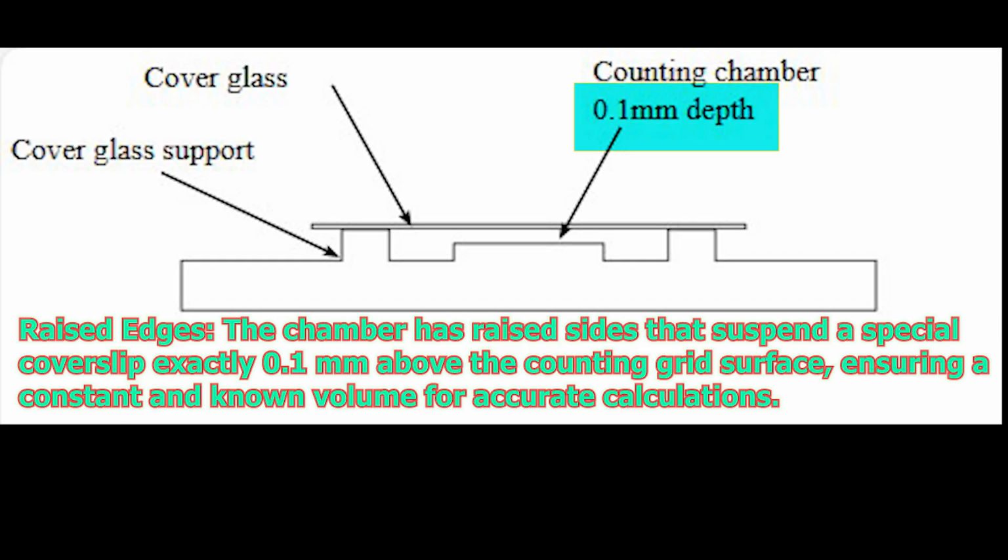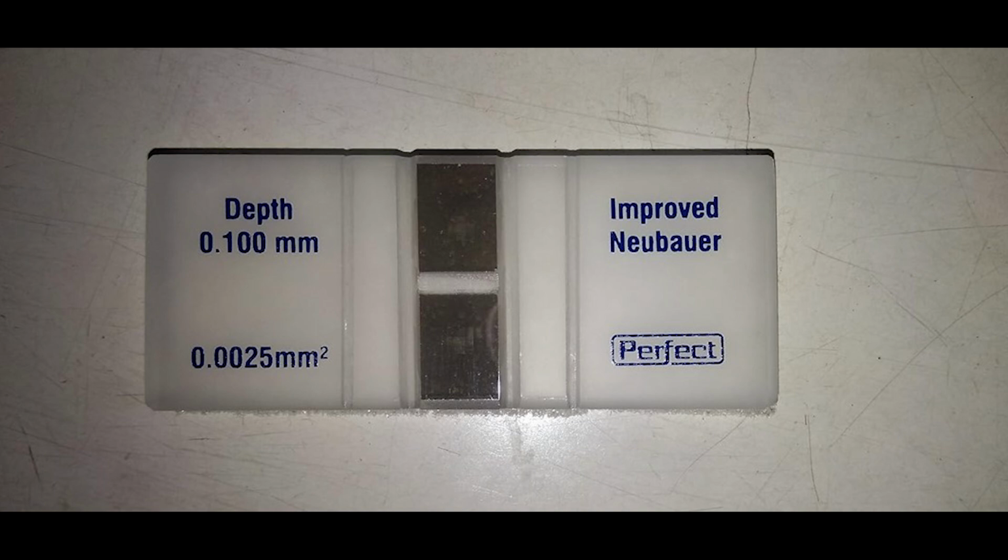Depth factor. If you watch carefully on the counting chamber, there are 2 elevated mounting supports on both sides of the counting area. When you place the cover slip on the counting area with these mounting supports, you will notice that there is a gap between the counting chamber counting area and the cover slip. This is the area we are going to load or charge a sample. The gap between the cover slip and the counting chamber is 0.1 millimeter. Printed in each counting chamber.